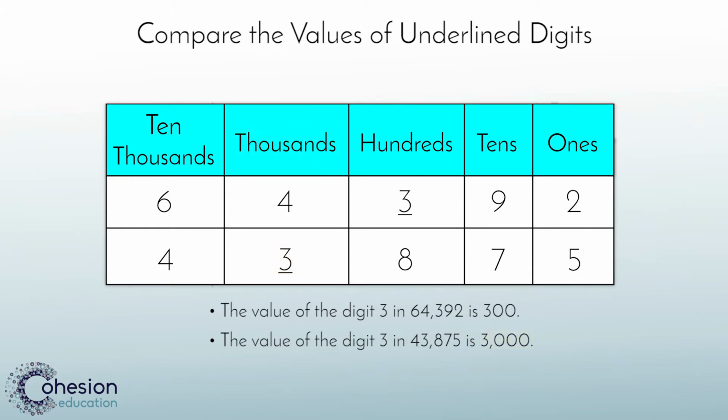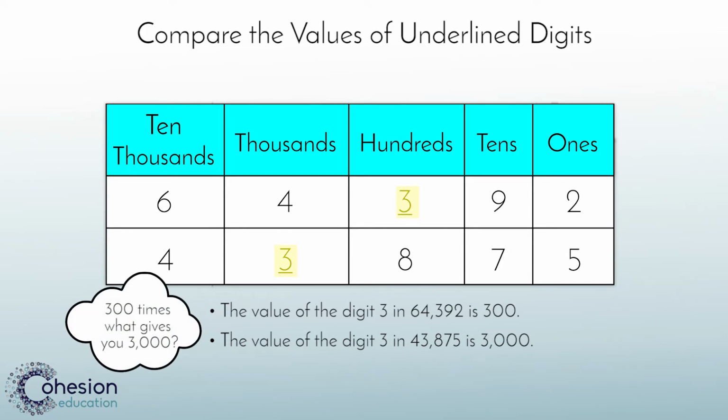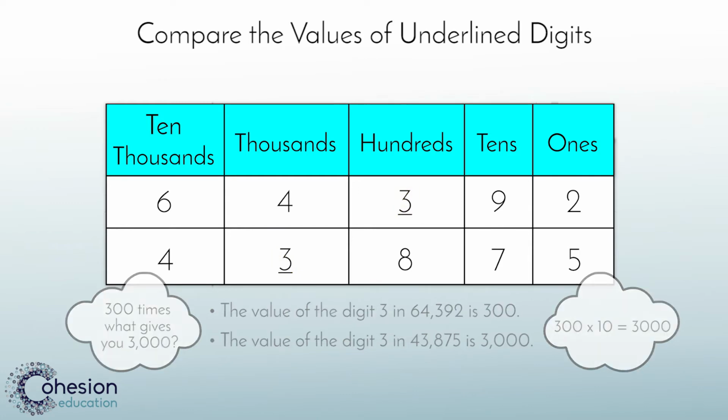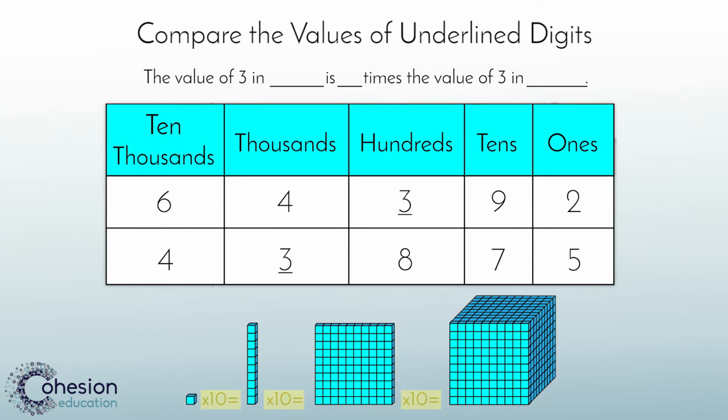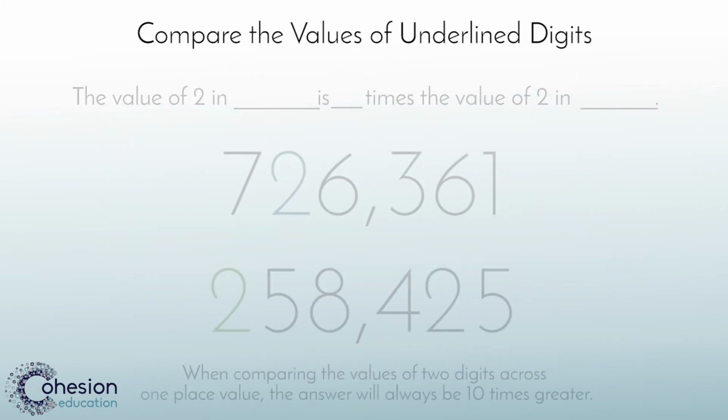Therefore, you know you're dealing with 300 and 3,000. 300 times what gives you 3,000? 300 times 10 equals 3,000. As a general rule in the base 10 system, anytime you increase one place value, it is 10 times greater than the one before. In the 4th grade, students are only required to compare numbers across one place value. When comparing the values of two digits, the answer will always be 10 times greater. So the value of 3 in 43,875 is 10 times the value of 3 in 64,392.